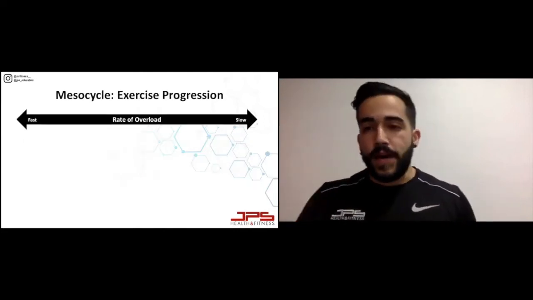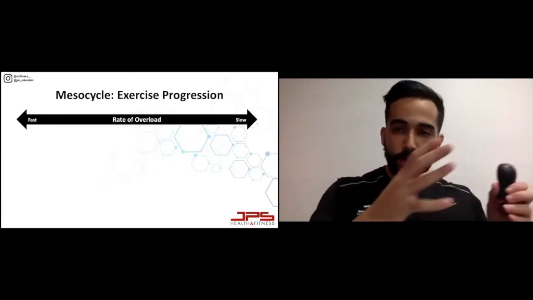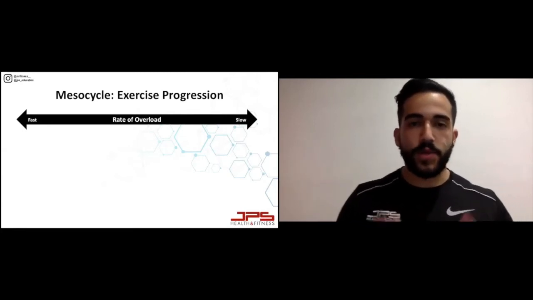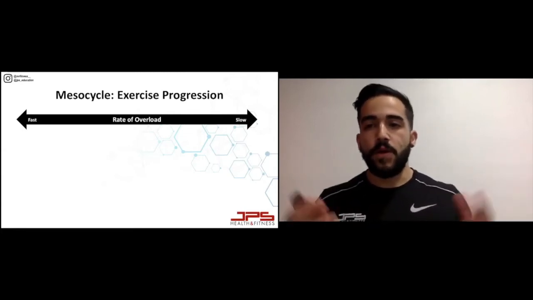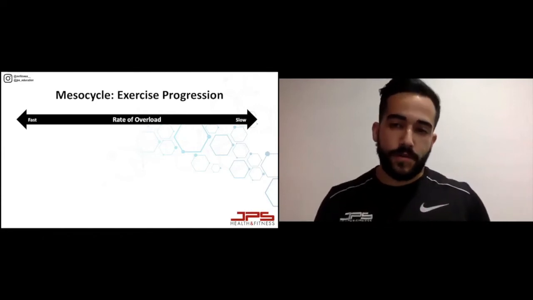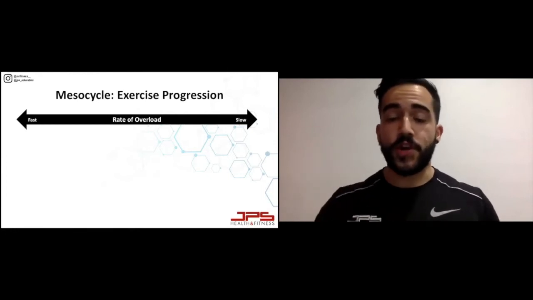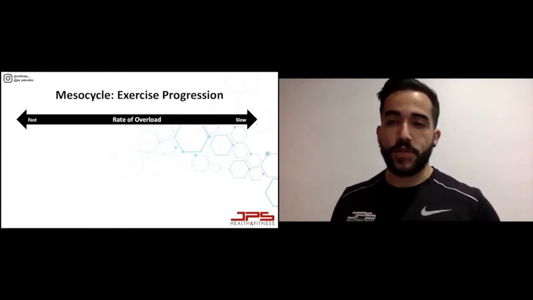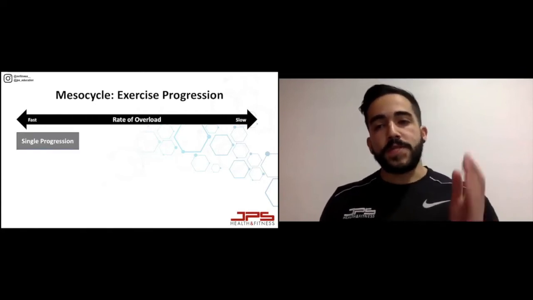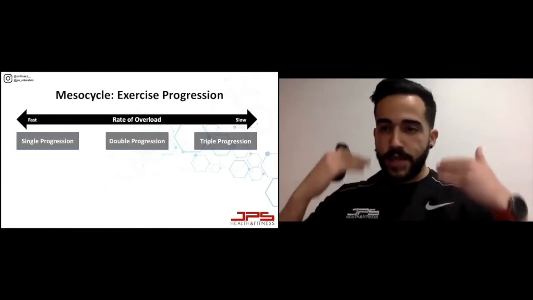Now, here is how I'm going to be bringing in the theory and applying this practical perspective. Okay, so when it comes to exercise progression, what can we do? So we've got rate of overload. I mentioned earlier, you can overload aggressively, you can progress your training aggressively, or you can take more of a conservative approach. So slow and fast. Now we've got single progression, double progression, and triple progression. Okay, so start thinking about that.